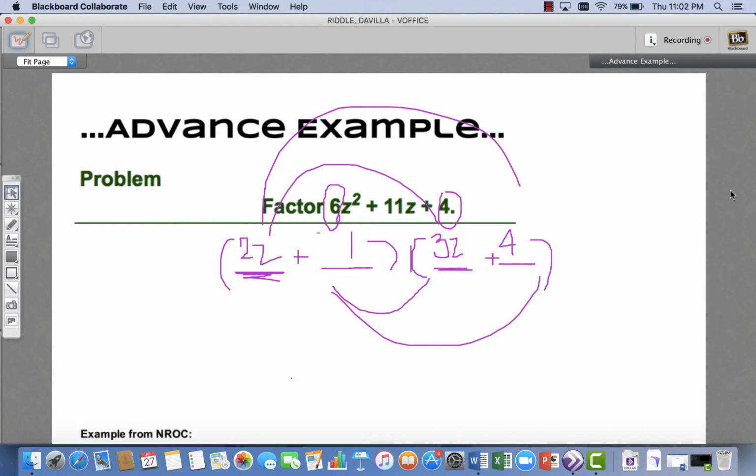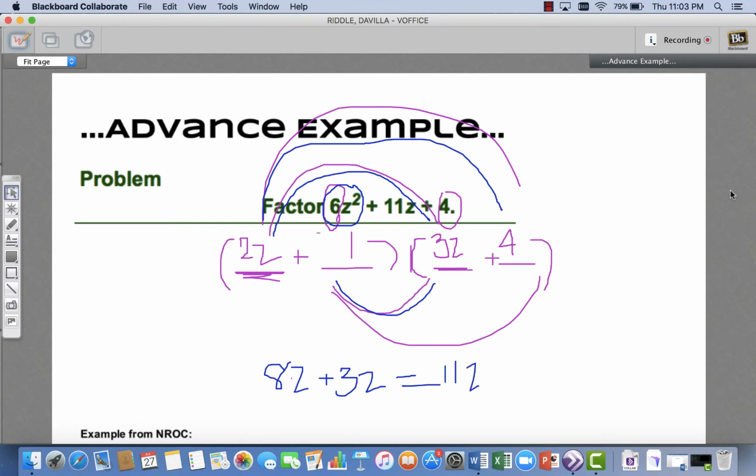Yes. So you see that when we do the rainbow, 2z times 3z gives us 6z squared. And then we get 2z times 4 is 8z. We add that to 1 times 3z, which is 3z, to give us 11z, which is the term we want right here. And lastly, we have 1 times 4, which will give us 4, which is this last term that we want right here. So this is our final answer.